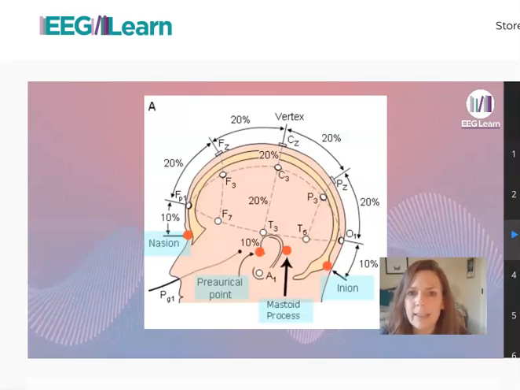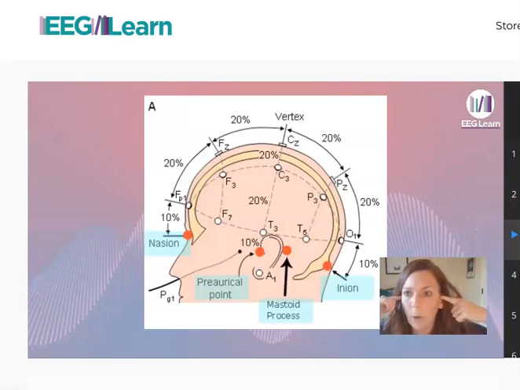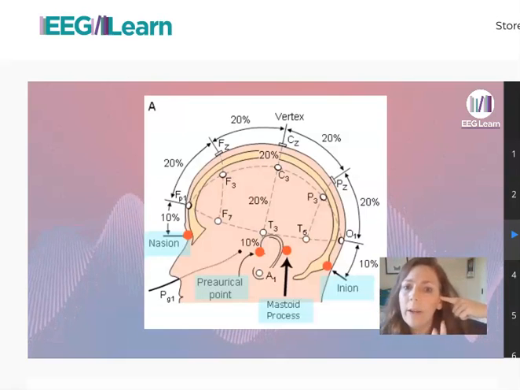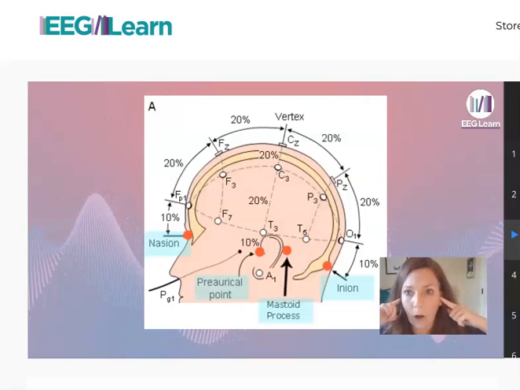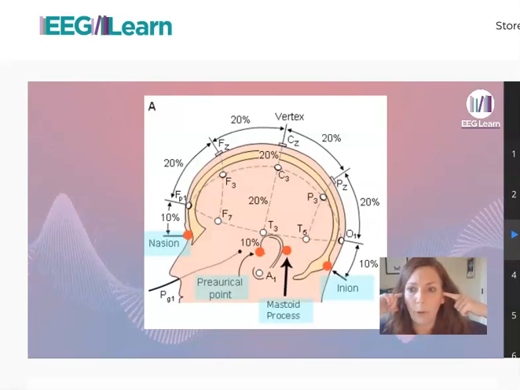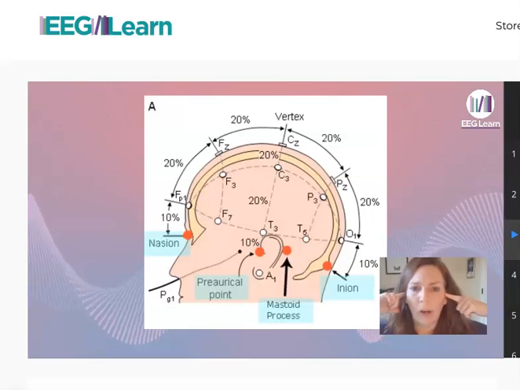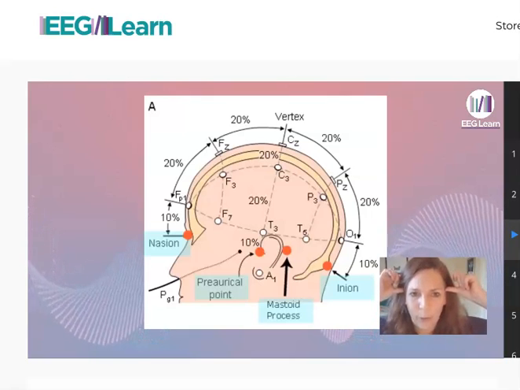So if you're going to find CZ the quick and dirty way, you got to find the pre-auricular points, and they are a little indentation in the skull right in front of the ear opening. It's not down where the jaw hinges. It's up above that, and if you put your fingers on your own skull and you wiggle your jaw side to side, you can feel those indentations pretty well.